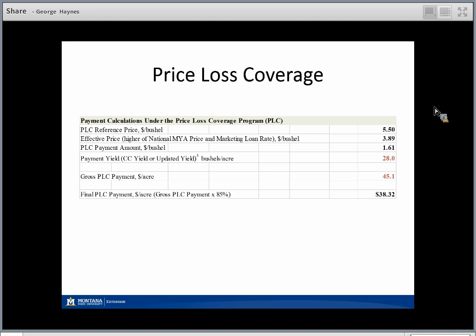You're going to apply the same rule as before to the ARC program. You're only going to get 85% of that. So you're going to get $38.22, but that's quite a bit better than the $16 that we looked at above. So the PLC program, as you saw at the outset of what I talked about here, has been a pretty big deal for producers in Montana this year, just because the difference between the trigger price of $5.50 and $3.89 is $1.61. That's about 61 cents more than it was a year ago. So these are really important considerations.